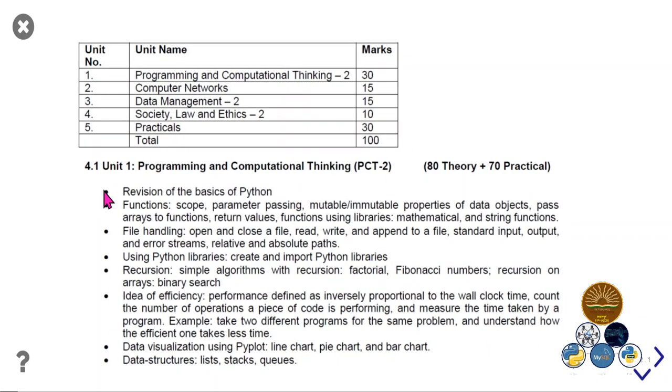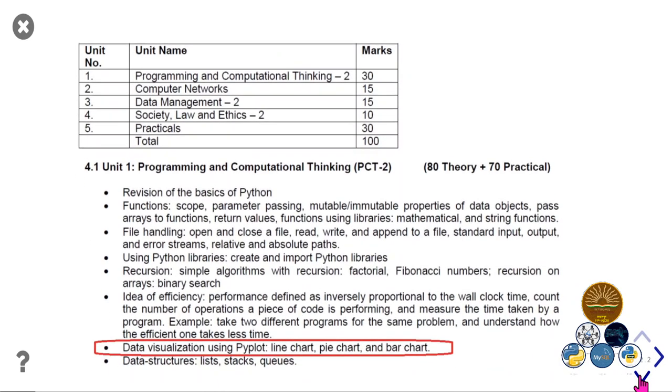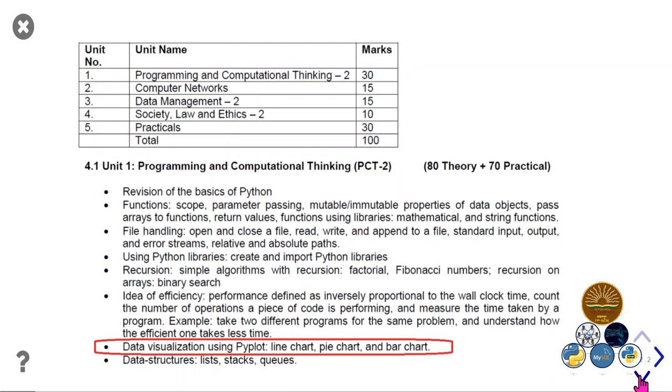This is your basic syllabus of plus two, and the detailed dissection of only the first unit is being flashed on the screen. In this, 30 marks are covered. Out of this, there is a very important topic, which is called data visualization using pyplot. Generally a 5 to 7 marks question has come in the pre-boards and last year, in all the exams that have happened.